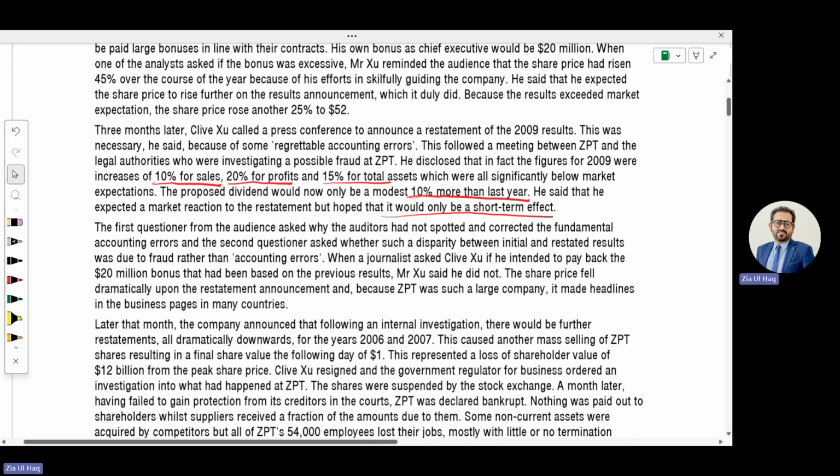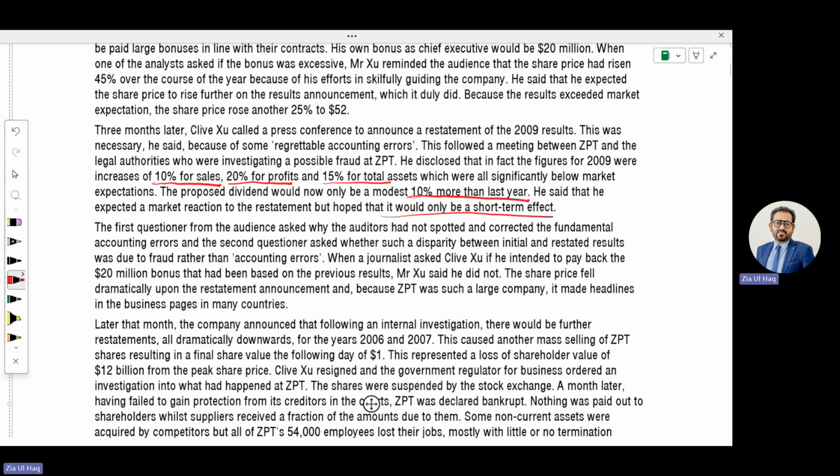The first questioner from the audience asked why the auditor had not spotted and corrected the fundamental accounting errors. Because auditors check financial statements and they express an opinion. If there were accounting errors, why didn't the auditor highlight them? And the second questioner asked whether such a disparity between initial and restated results was due to fraud rather than accounting errors. Mr. Shue, error means there could be error in any of the account balances. But our results have massively dropped. So this looks like fraud rather than error.